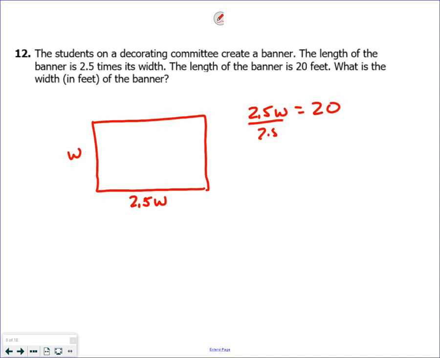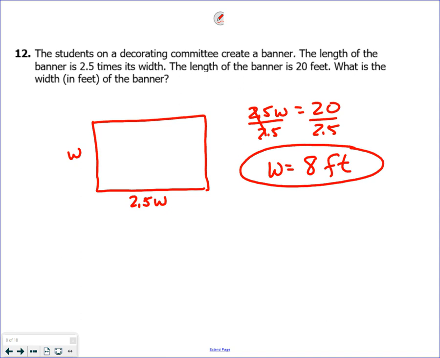Divide by 2.5. W would equal 8. And so again, always use a label anytime you have a word problem. So this would be a width of 8 feet.